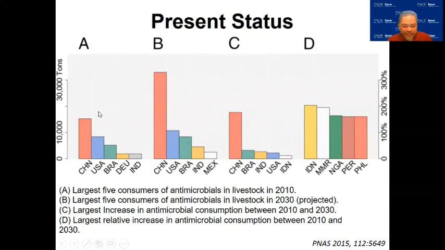So for the graph here, that's the largest 5 consumers of antimicrobials in livestock in 2010. As you can see, number 1 here is China, followed by the US, Brazil, Germany, and India. Now, letter B here: largest 5 consumers of antimicrobials in livestock as projected in 2030.